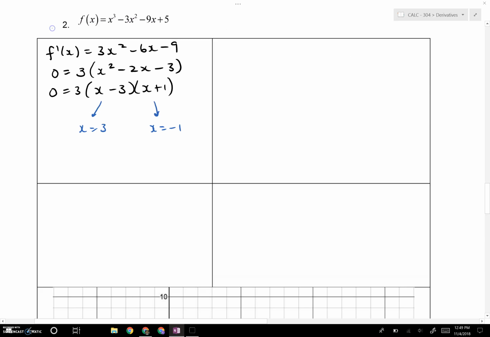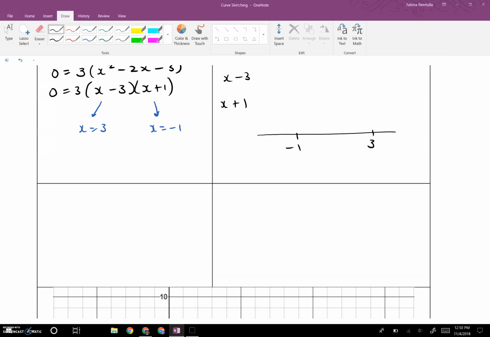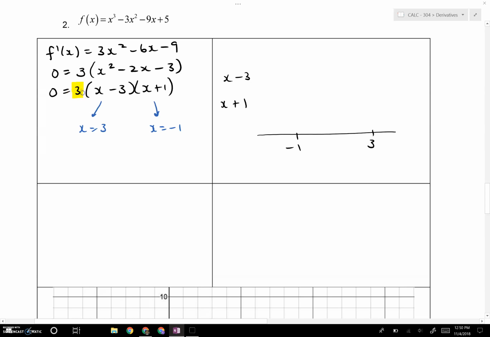I'm going to make my sign diagram again. Negative 1 and 3. I have x minus 3 and I have x plus 1. Now, some of you may wonder, why am I not using this 3 that's here? Well, this 3 does not have a negative sign attached to it, nor does it have a variable attached to it. So it's just multiplying everything by a value of 3. So I could use it if I wanted to and make everything positive across the sign diagram, but I don't need to.